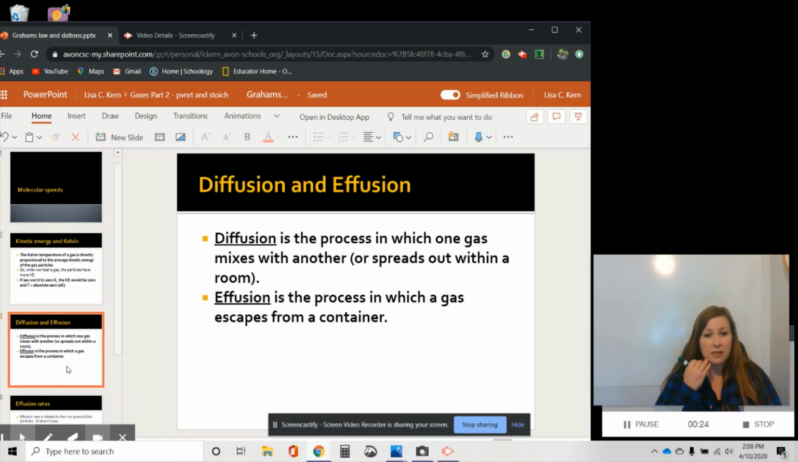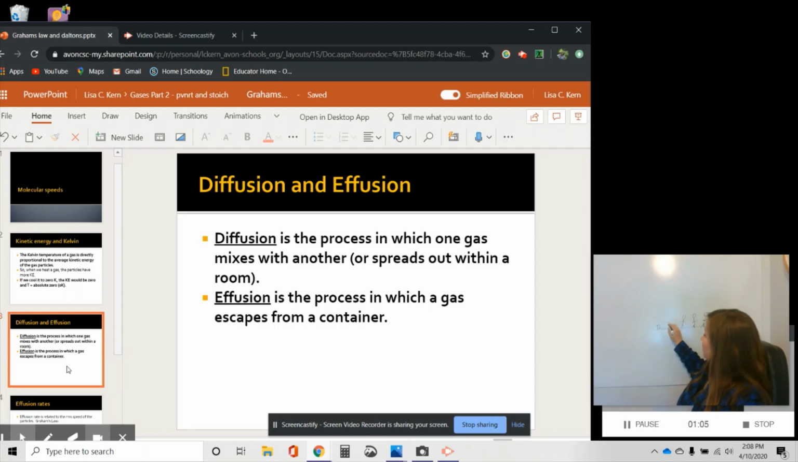Okay, let's talk about diffusion and effusion. These are processes based on the way particles move around in a gas. Diffusion is the process by which one gas mixes with another or spreads out within a room. For example, you can try this little experiment at home. You can try it with a few different people at your house. So let's say you got a hallway. Well, you got 3 people in the hallway and you open a container of perfume or something that has an odor. Maybe you peel an orange or something like that.